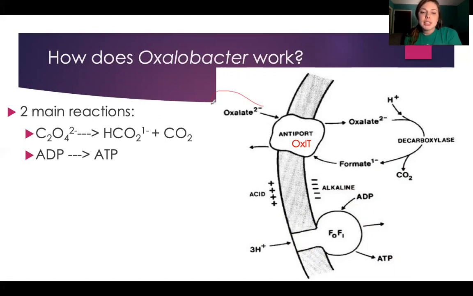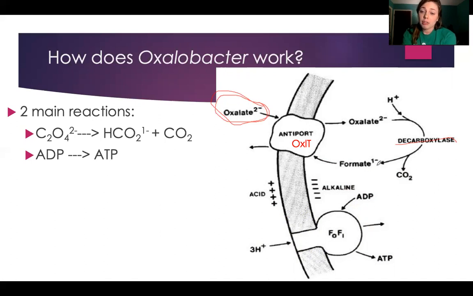All right, so it brings in this oxalate, 2-, and it's going to be important that it's 2- in just a second, so hang on with me. Okay, so it brings it in, and once it's in the cell, it's going to be decarboxylated into formate and carbon dioxide.